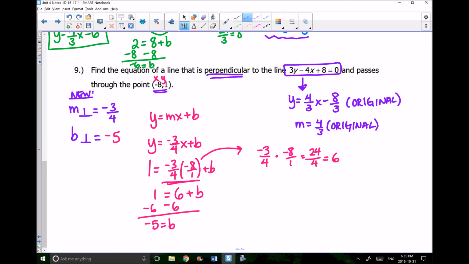So the b, or the y-intercept of my perpendicular line, is no longer a mystery. I know it's negative 5. So the answer to my equation for my perpendicular line is going to be y equals negative 3/4 x minus 5.